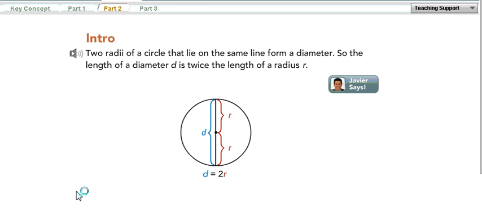Okay, ladies and gentlemen, two radii of a circle that lie on the same line form a diameter. If we look down here, we have one radius, and another radius. So we have two radii. So if I have two radii, that is equal to one diameter.